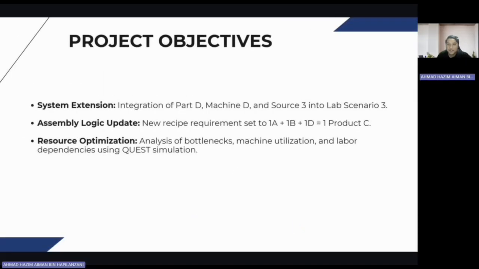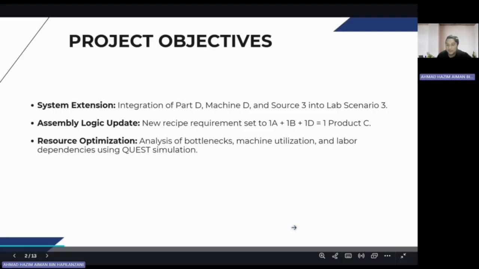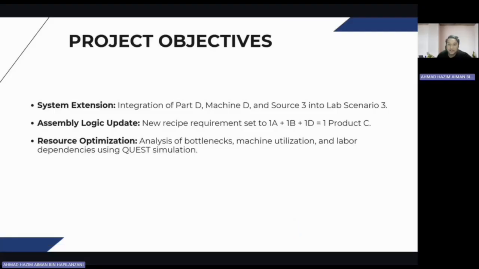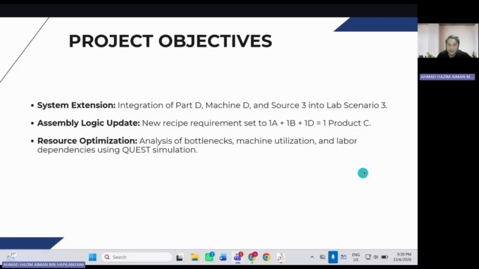So first of all is the project objectives. In this project, we would like to integrate Part D, Machine D, and Source 3 into Lab Scenario 3. Before, in Lab Scenario 3, we only used part A and part B to produce product C. But now we have added part D to the recipe as well. Finally, we would like to analyze the bottlenecks, the machine utilization, and labor dependency using simulation from Delmia Quest.